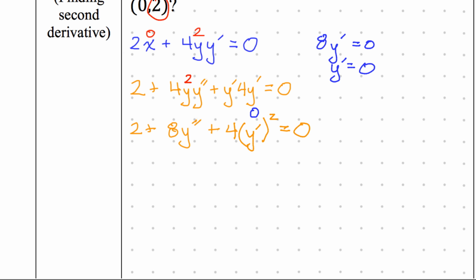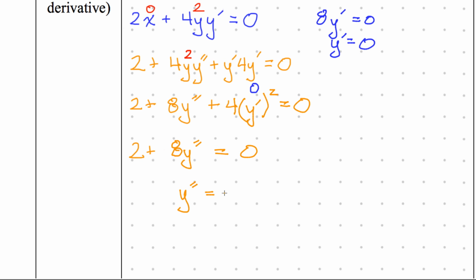So let's go ahead and rewrite this equation now. This equation now says 2 plus 8 y double prime is equal to 0. That's way easy. Okay, so solving for y double prime is therefore equal to, careful, negative 1/4, yep. And box our final answer.